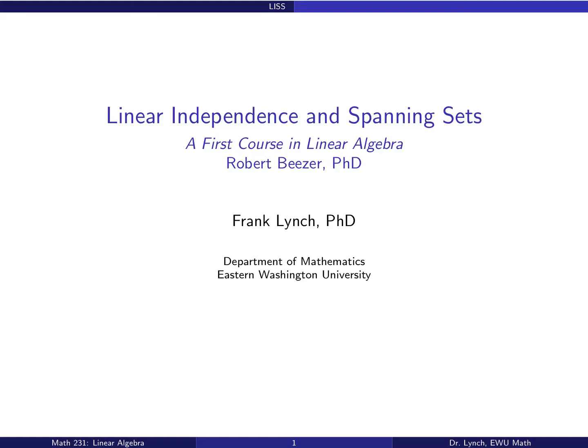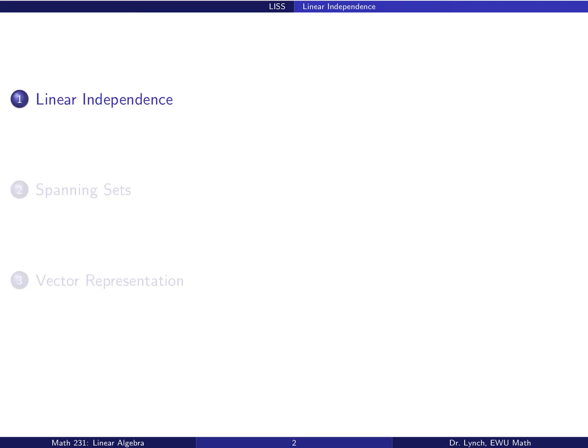All right, folks, welcome. A video today on linear independence and spanning sets. So we'll start with recalling our definition of linear independence. We'll see an example of linear independence in a couple of different vector spaces. We'll see an example of linear dependence as well. We'll then talk about spanning sets and talk about a vector representation in any vector space.